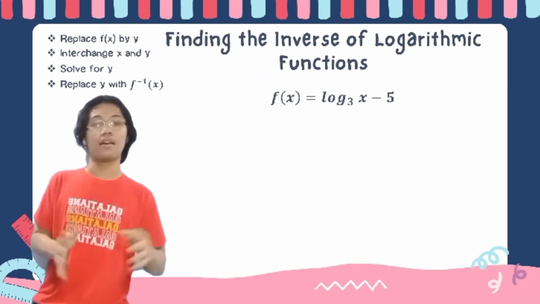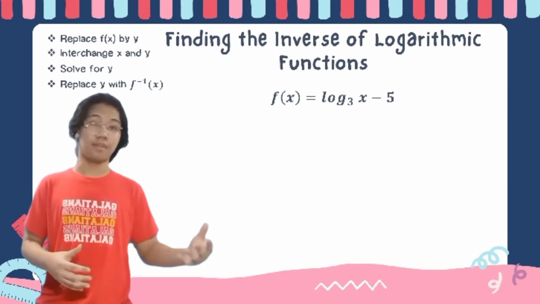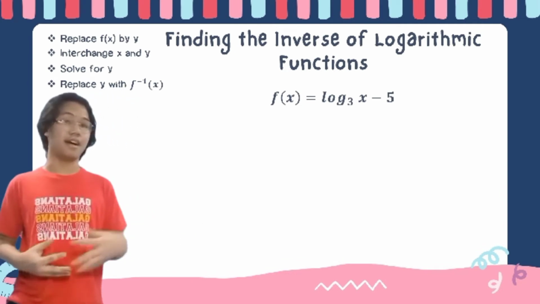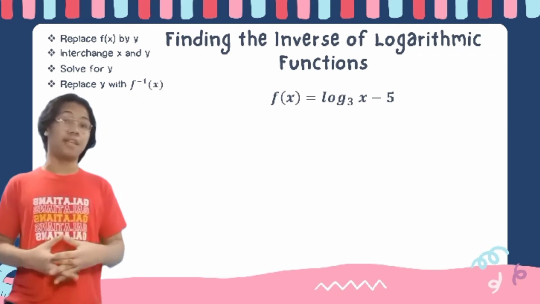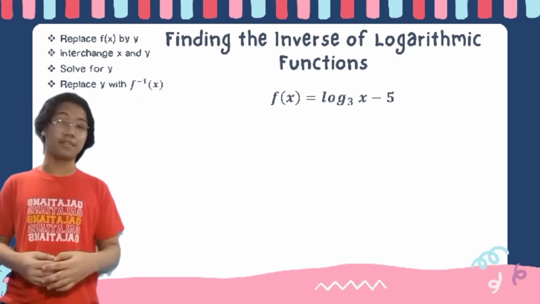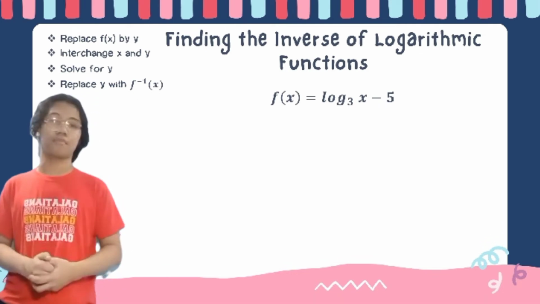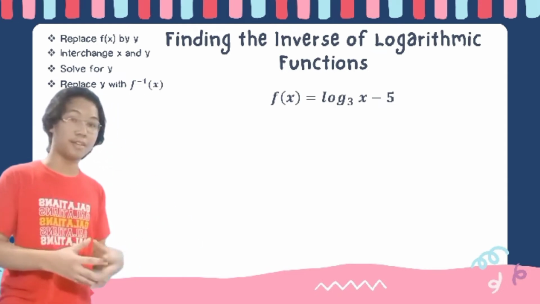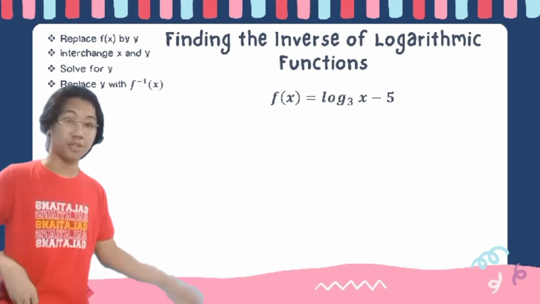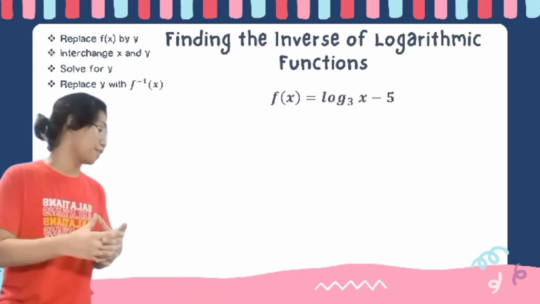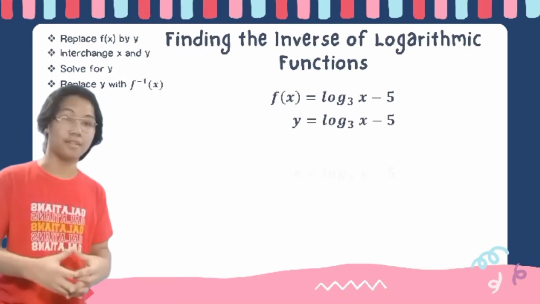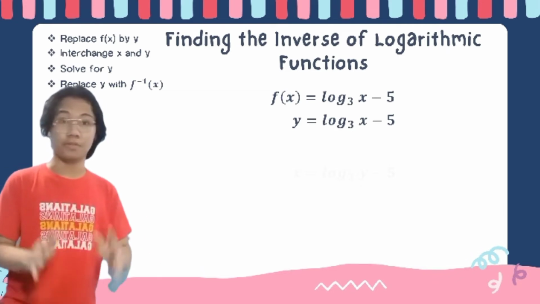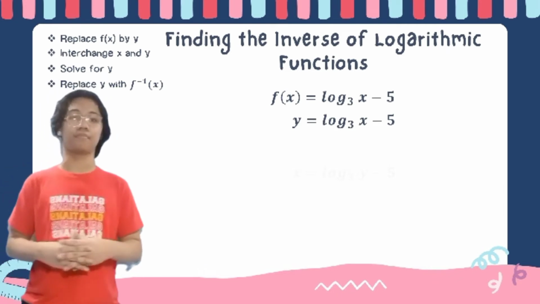So with all that, let's start solving, inversing the function. Firstly, according to the first step, we need to replace f of x with y. So that means we only need to replace f of x in this equation with y. And that will become y equals log base 3 of x minus 5. That's simple, that easy. You solved the first step.